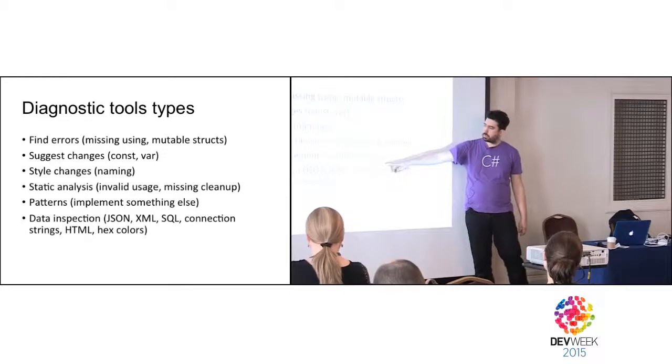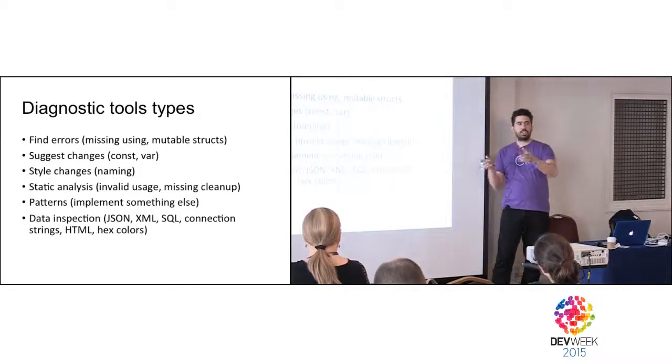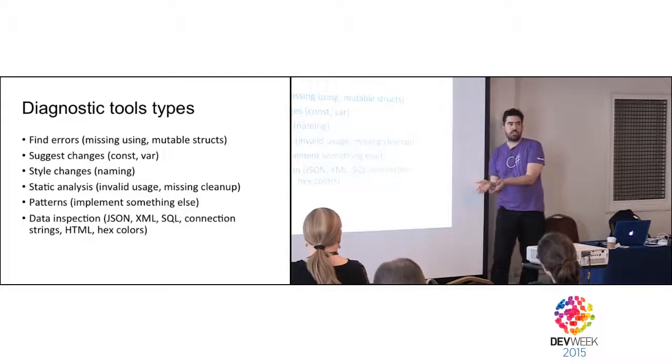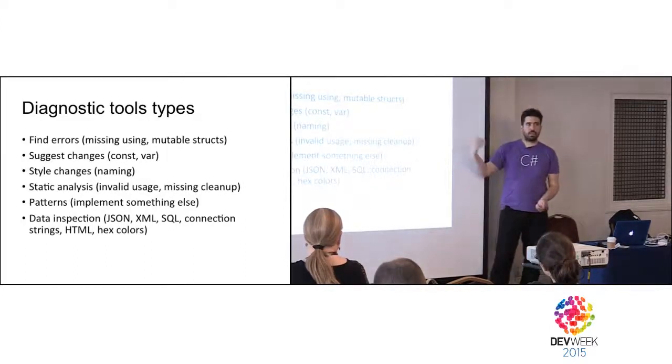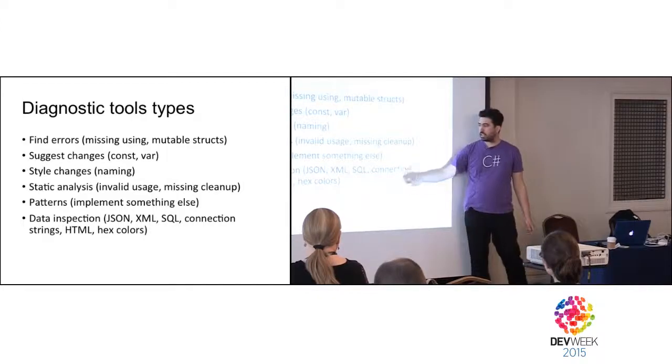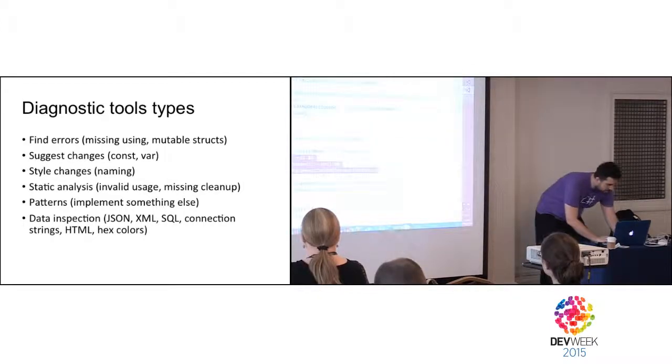You can also do data inspection. This is really funny. If you have a string with JSON inside it, you can inspect that JSON and see if it's well formed. If you have hex colors, you can notify yourself that a hex code is invalid, like when you have one extra character or one character too few. You can detect connection strings. I have a list here.